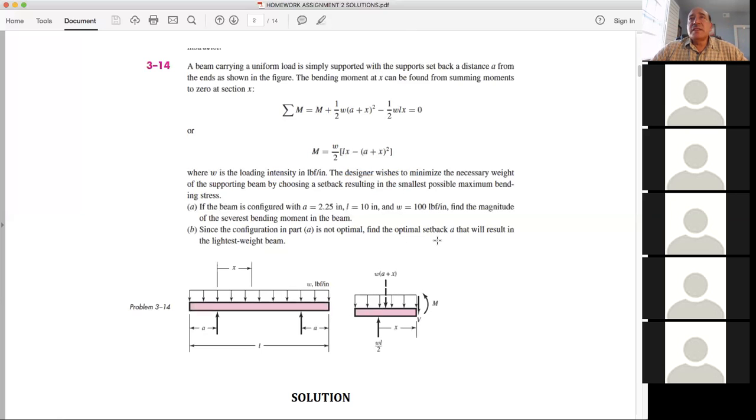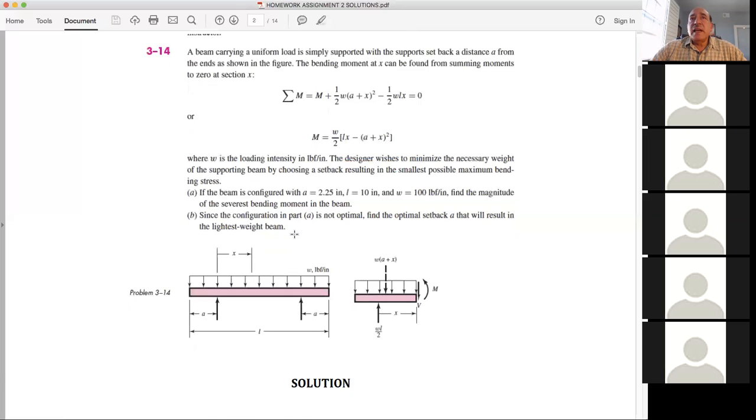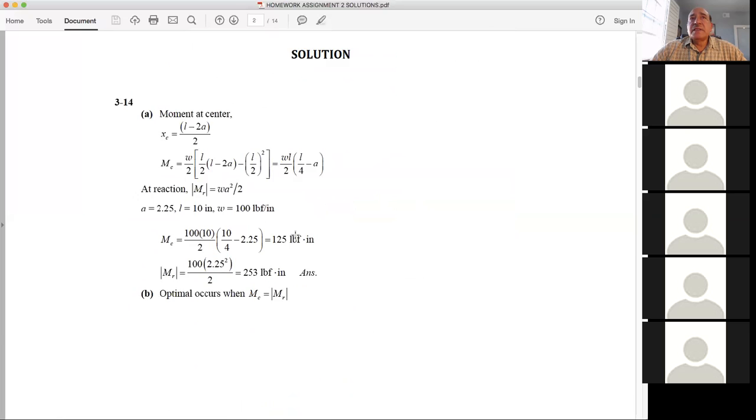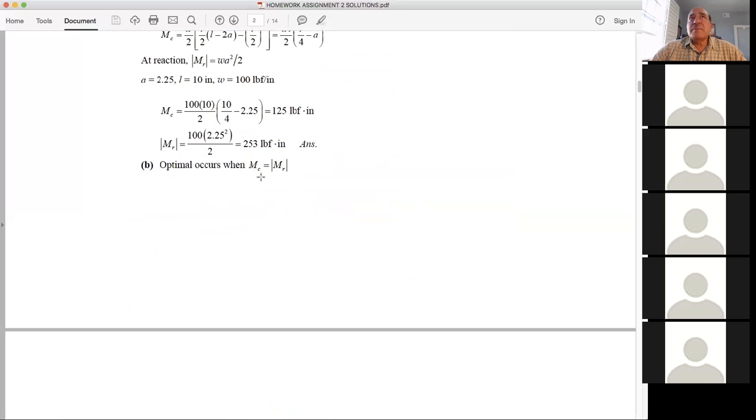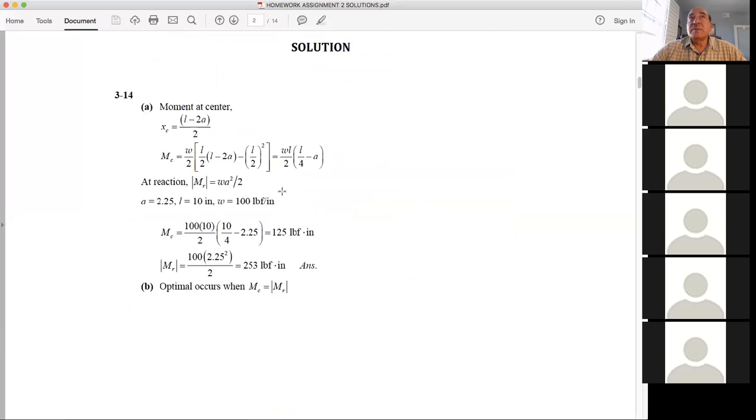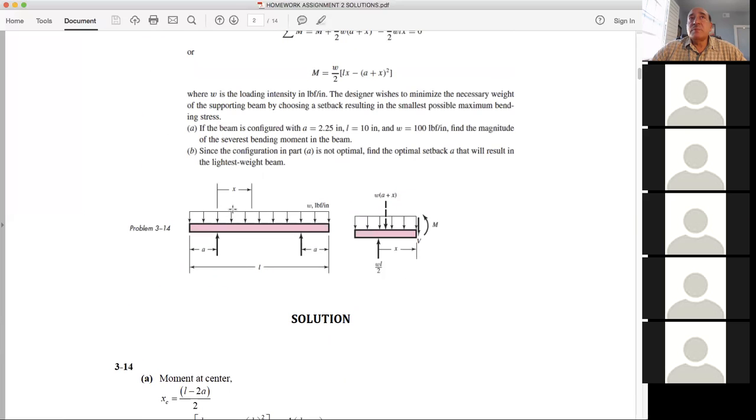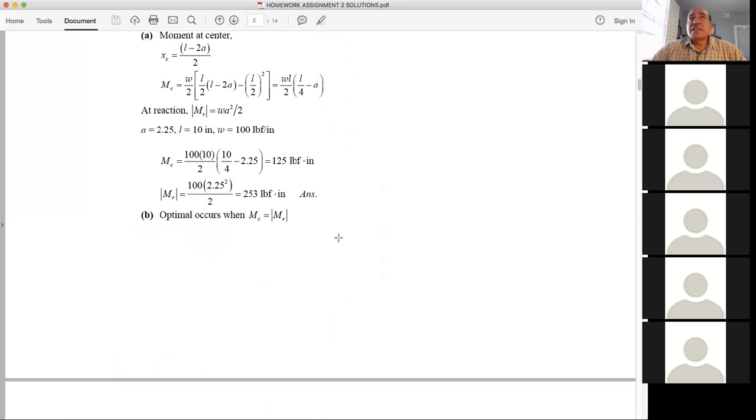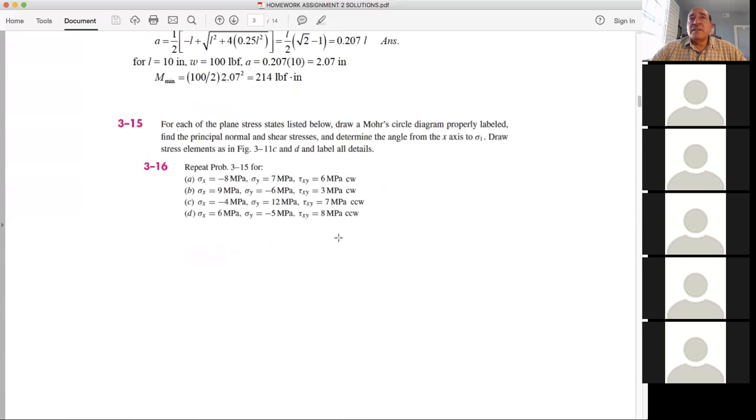And we wanted to find the optimal setback A that will result in the lightest beam, which means that now you're going to have to find dM/dA. The optimal distance is when the moment at the reaction point is equal to the moment at the center of the beam, because the moment is going to be at its maximum at the center of the beam. So that's kind of the key idea of that problem.